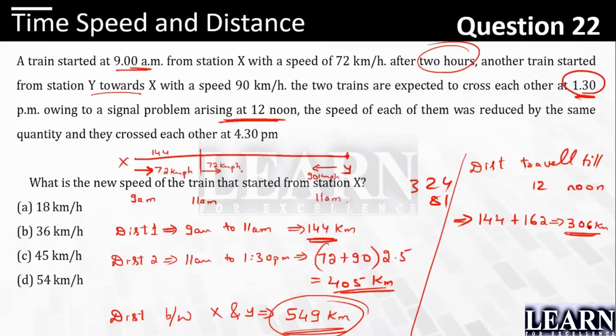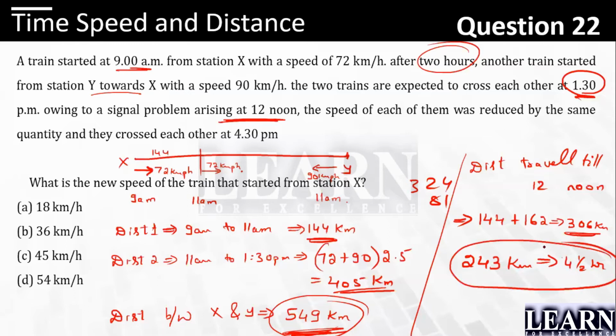So what was the next speed there? They have told the speed was reduced by the same quantity, and instead of taking the remaining 1.5 hours, the previous total was 549 minus this, which gives 243, right? 243. This took 4.5 hours. Generally it used to travel in 1.5 hours, but they have taken 4.5 hours to move.